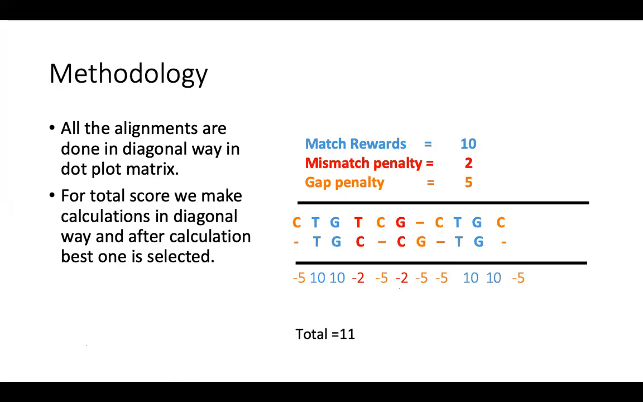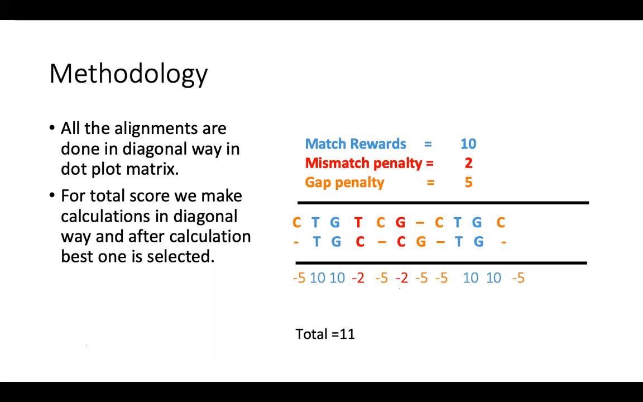For example, here is a sample alignment. All the alignments are done in a diagonal way in the dot plot matrix. For the total score, we make calculations in a diagonal way, and after calculation, the best one is selected. So as we discussed previously in dot plots, there can be multiple alignments which can be diagonal in the dot plot, and we select the one which has the maximum or best score.